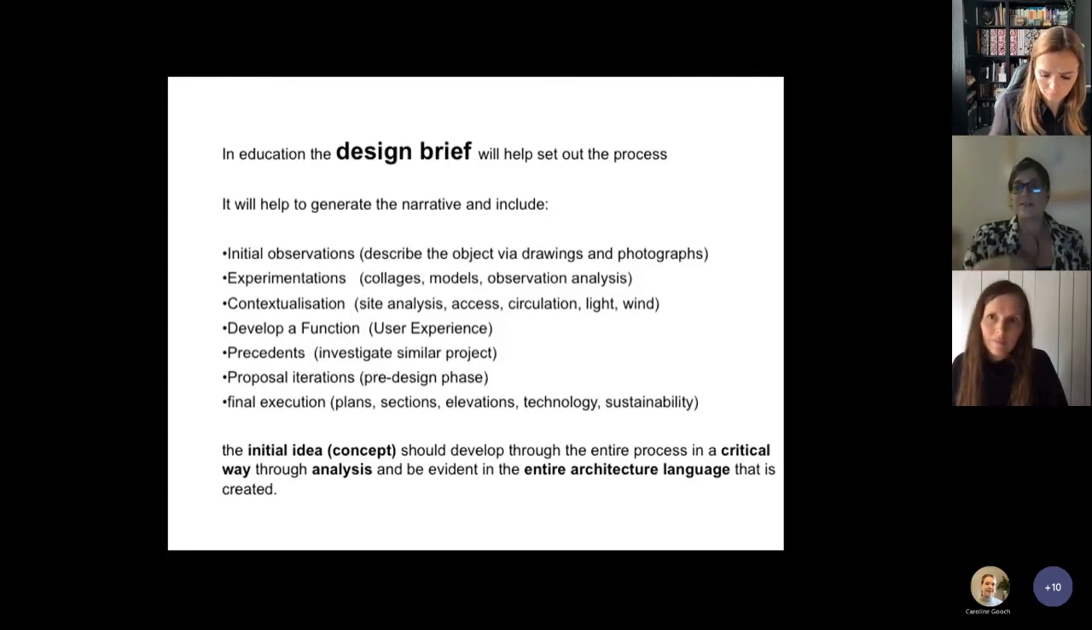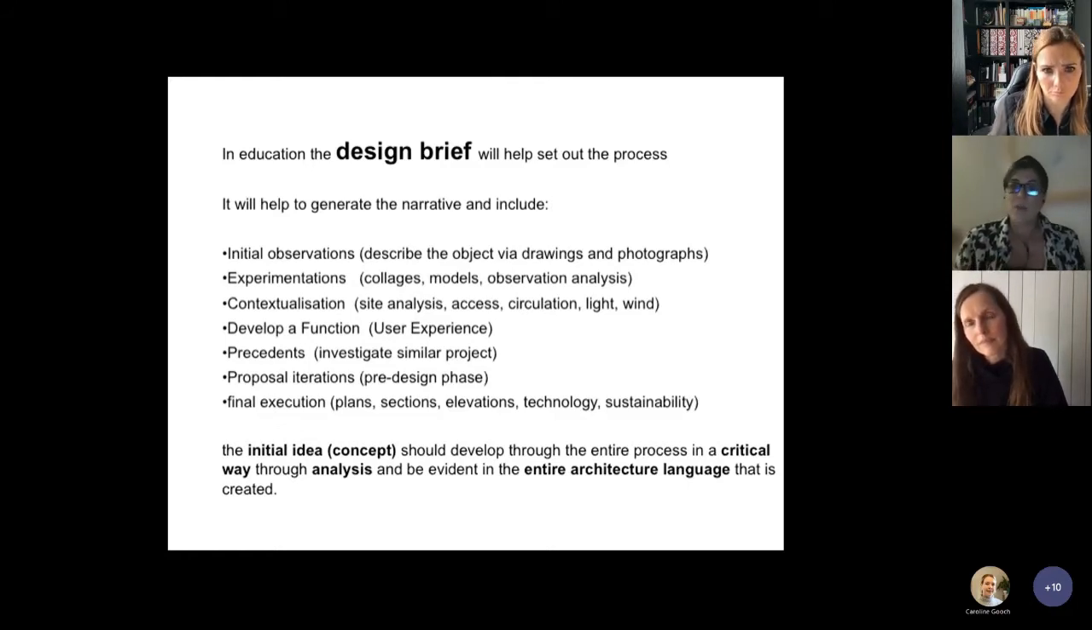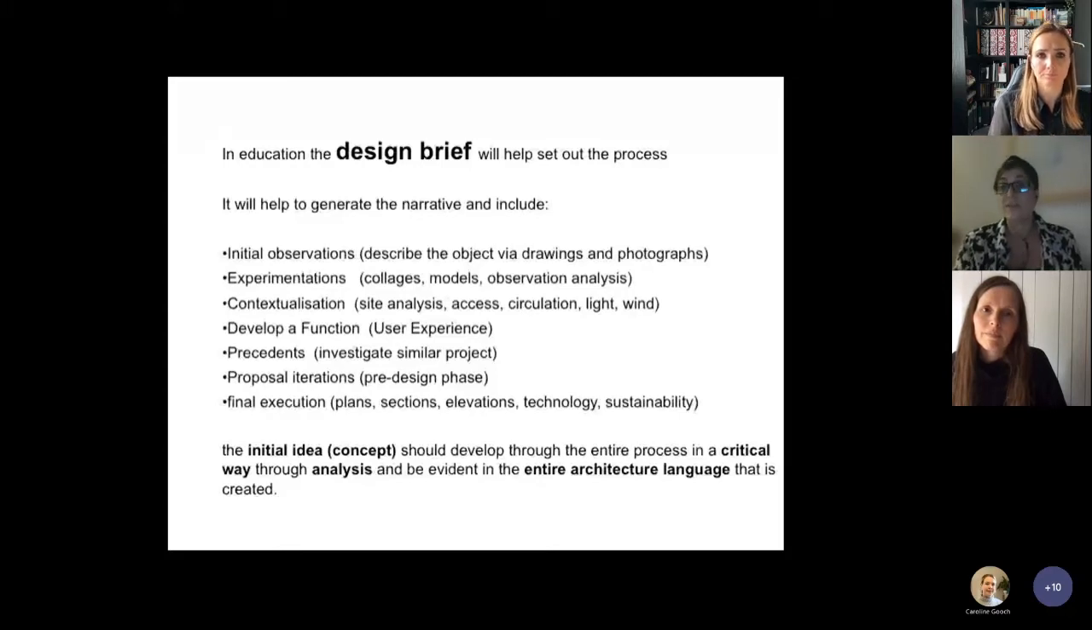look at access to the site, circulation, how we move around it, how we get there, how the light moves around the site, and also the social history of the site and how it connects with its surrounding built environment. All of the above should help us develop the function, where we think about the user experience and how important this proposal will be in relation to the broader site, what the user experience will be, how we'll get to the building, and then how we'll move through it.